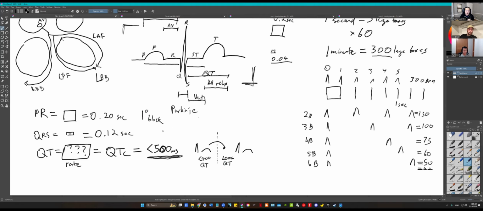Second degree blocks are not listed here, okay? But if the PR is too long, a long PR is a first degree block, if it's longer than 0.20 seconds. All right. We could go into heart blocks a little bit next, and then after that, we'll start going through the zones of the heart so you can learn about STEMIs and locations. So this is your break for questions, and then we'll go into arrhythmias.